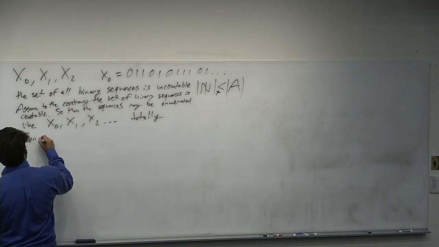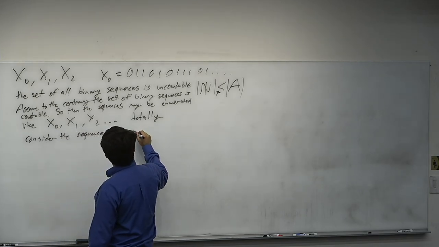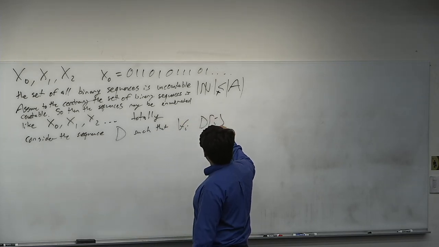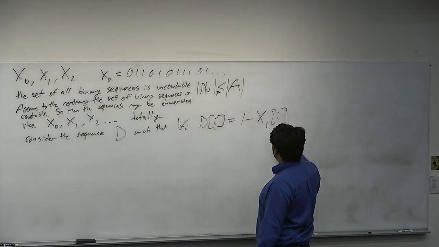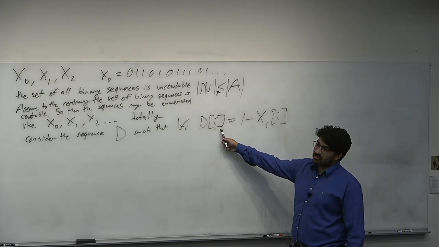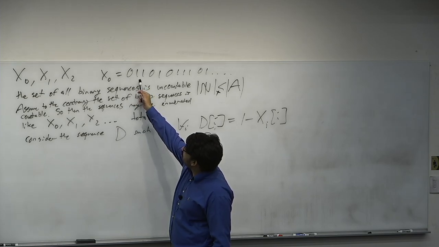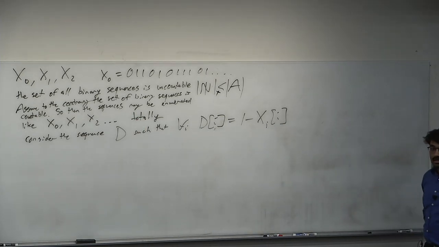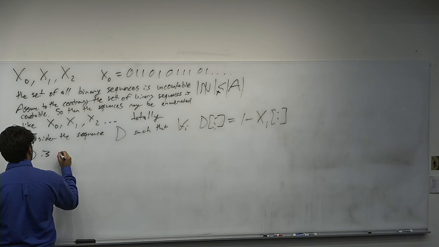Consider the sequence D such that for all I, D of I is defined to be 1 minus the ith sequence's ith bit. And we use this notation in brackets to be like an infinitely long array or something. The ith digit of the ith sequence. So for example, if x0 is this, then x0 of 2 would be 1, for example, right? You go to the ith digit of the ith sequence, and then you do 1 minus that bit, right? Well, D is a binary sequence.